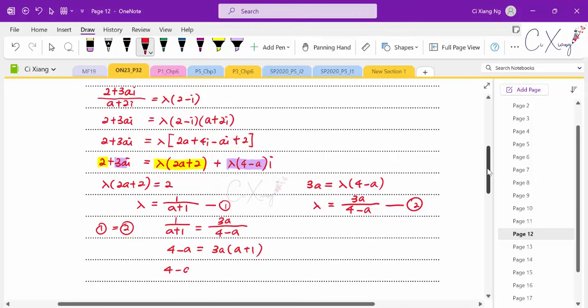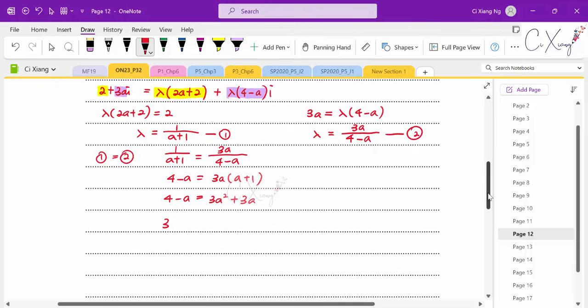Okay, so move all the... we are having the cross multiplication for the fraction. Then after that, I'm having this. Then try to group everything together to one side. So I'm having 3a squared plus 3a plus a become plus 4a, then minus 4 equals to 0. So this is exactly what they want us to show for part number A.